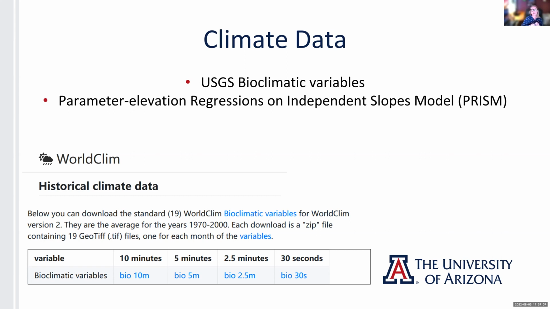In total, there are 19 bioclimatic variables that have been adapted by WorldClim and used to provide raster datasets for historical and future climate conditions. In my project, a resolution of 2.5 minutes was used. You'll see they have 10 minutes, 5 minutes, and 30 seconds. And 2.5 was chosen just based on the area of occurrence.